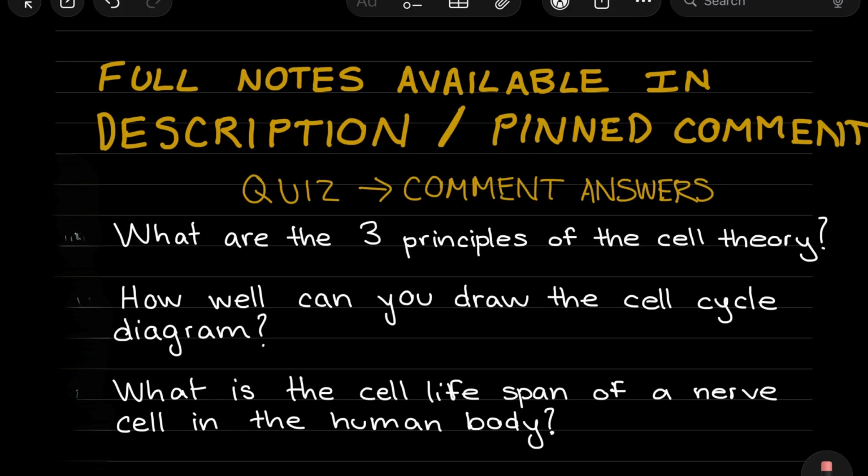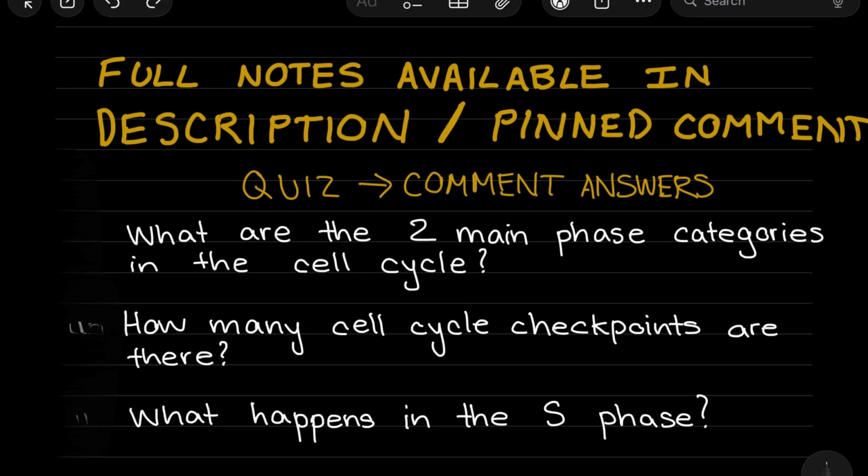The first question is, what are the 3 principles of the cell theory? The second question is, how well can you draw the cell cycle diagram? The third question is, what is the cell lifespan of a nerve cell in the human body? The next 3 questions are, what are the 2 main phase categories in the cell cycle? How many cell cycle checkpoints are there? And what happens in the S phase?